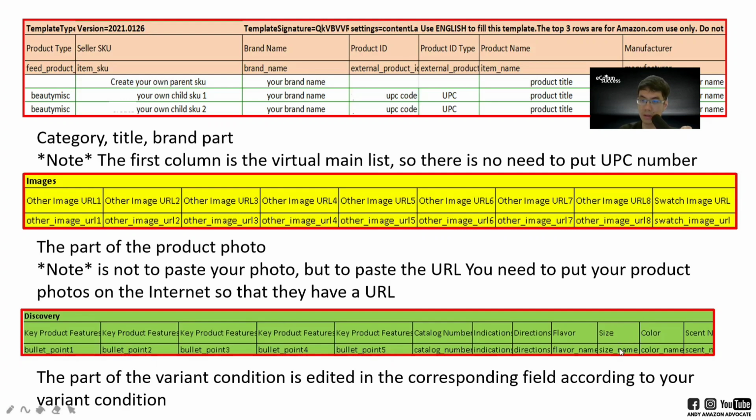If let's say that your variation is size, then over this size name, you actually have to put in what's the size. Maybe it's small, it's large. And if let's say it's a color, you have to come to this column over here, and then you put in the color. All right.